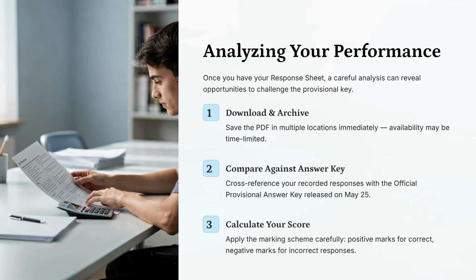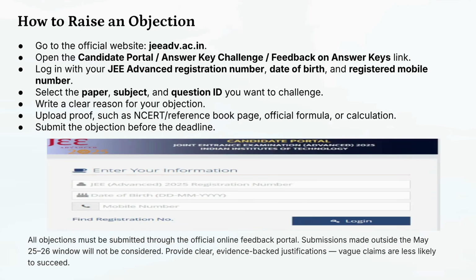Once you have your response sheet, the next step is careful analysis. Start by saving the response sheet in PDF format. Then compare your recorded responses with the official provisional answer key, which will be released on 25th May. Check every answer carefully. After that, calculate your expected score using the official marking scheme. This analysis helps you identify whether any question needs to be challenged. Now let's see how to raise an objection.